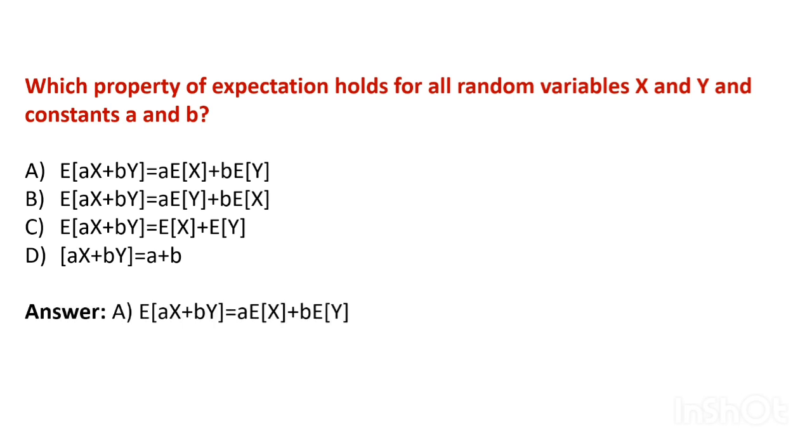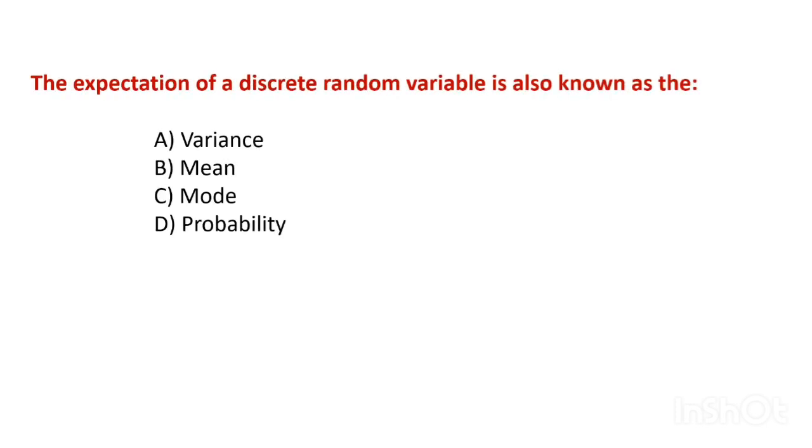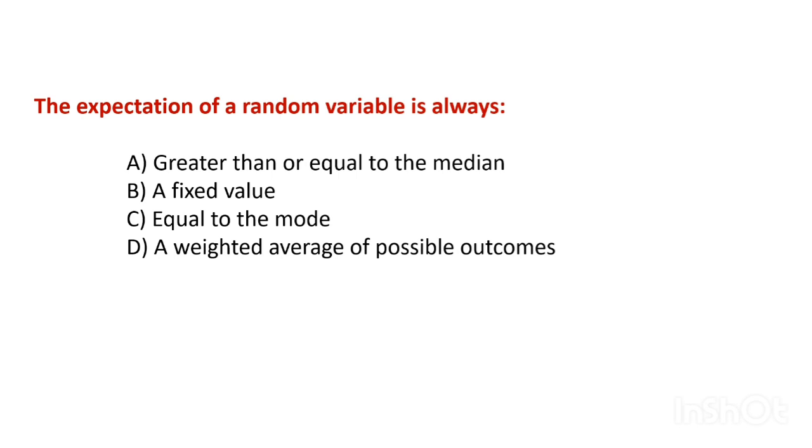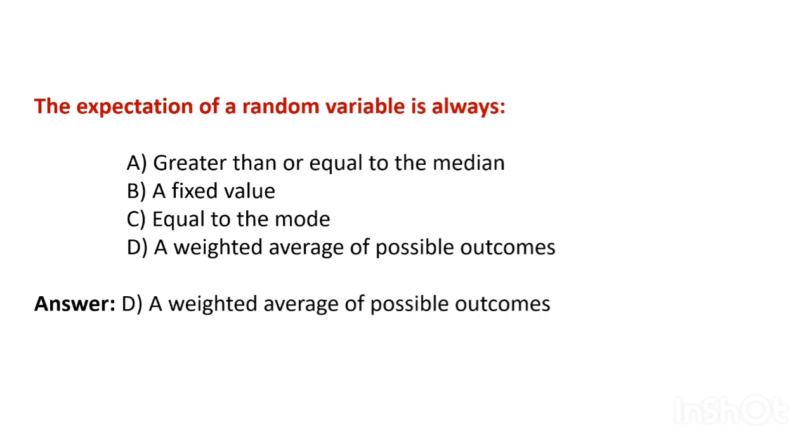Which property of expectation holds for all random variables x and y and constants a and b? This is a linear property of expectation, so the correct answer is option A here. The expectation of a discrete random variable is also known as mean. Why? Because the expectation of a discrete random variable is commonly referred to as its mean. The expectation of a random variable is always the weighted average of all possible outcomes. Correct answer is option D.